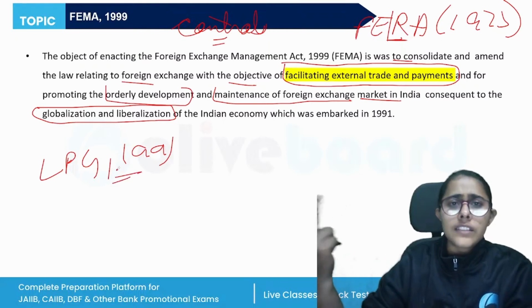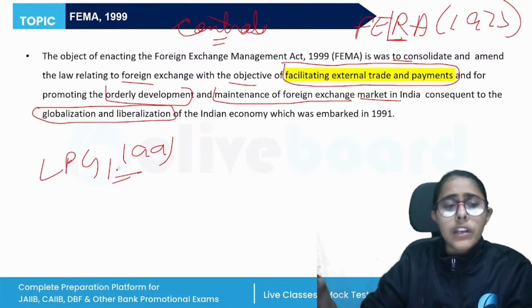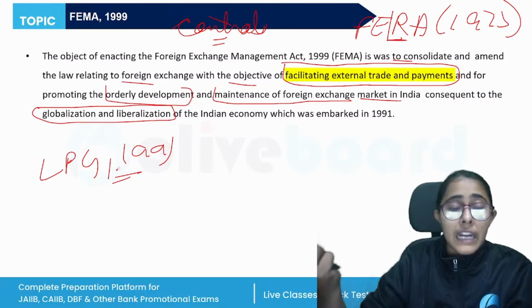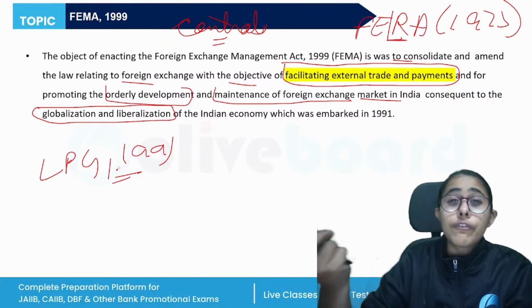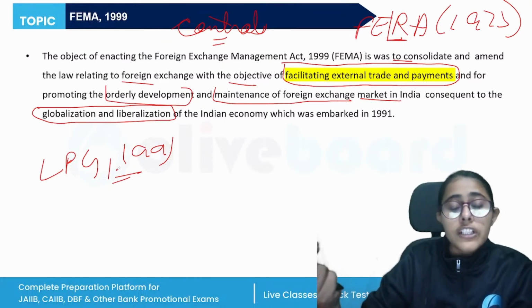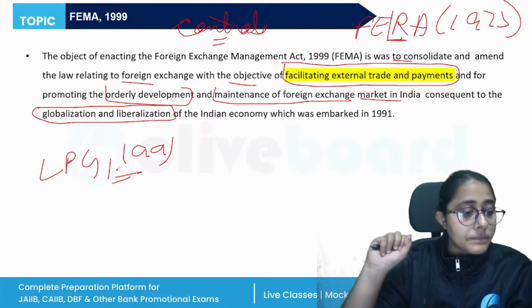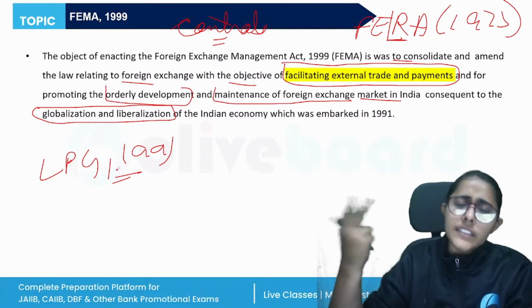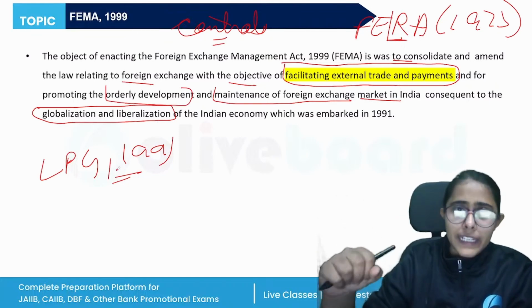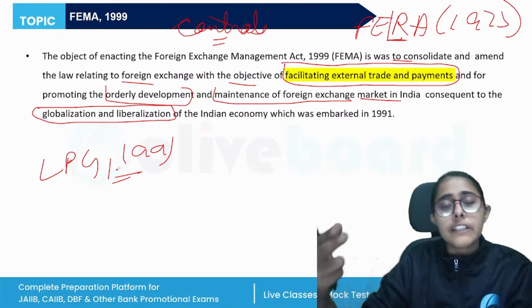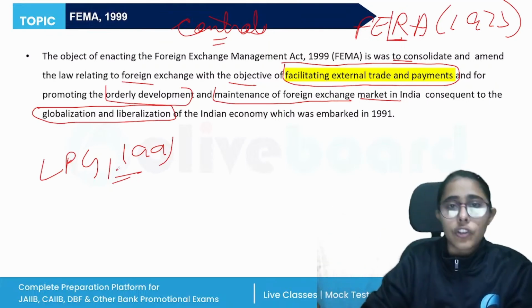Plus, there were various other issues like current account convertibility was not there, and our foreign exchange reserves were fast depleting, because of which the Narasimham Committee and various other committees gave their recommendations, right? And with the LPG reforms, the FEMA Act was also enacted.